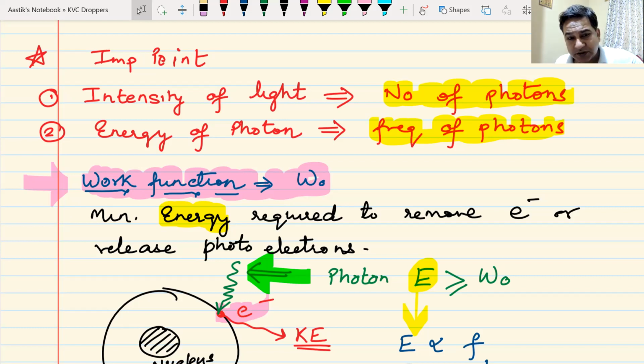Frequency relates to stopping potential. Intensity relates to the saturation current. Intensity relates to the number of photons. Energy comes from the frequency of the photon. Since it is energy, therefore it relates to the work function. Do we understand this?